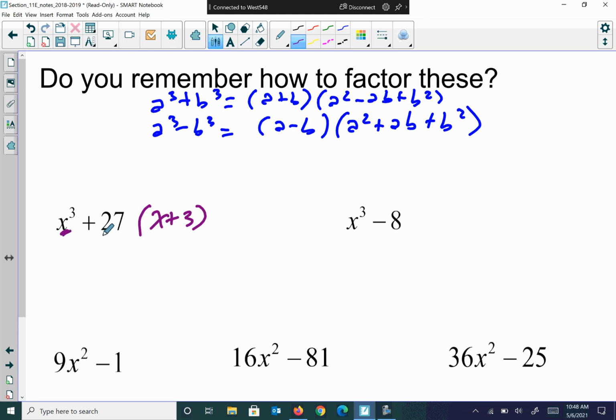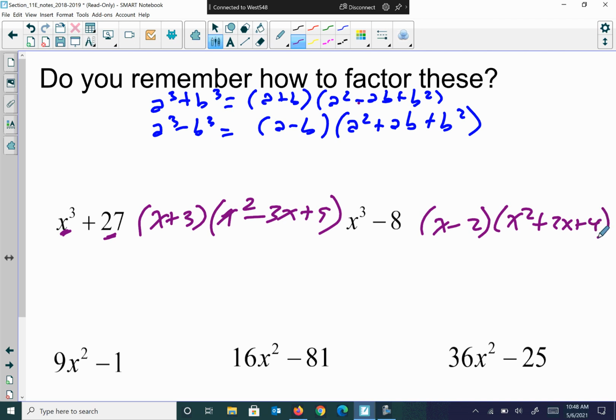Okay. x plus 3. I want the cube root of this, cube root of that. And then cube root of x to the third is x squared, followed by the minus 3 times x plus 9. It's factored. Cube root of this is going to be x minus 2, x squared plus 2x plus 4. I think we're going to be scratching those off the test. Actually, I'll put them up on the board. Someone might miss it.